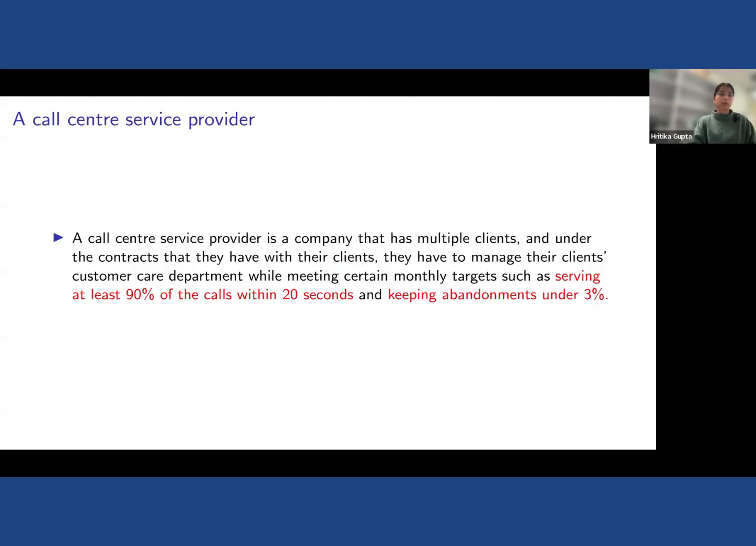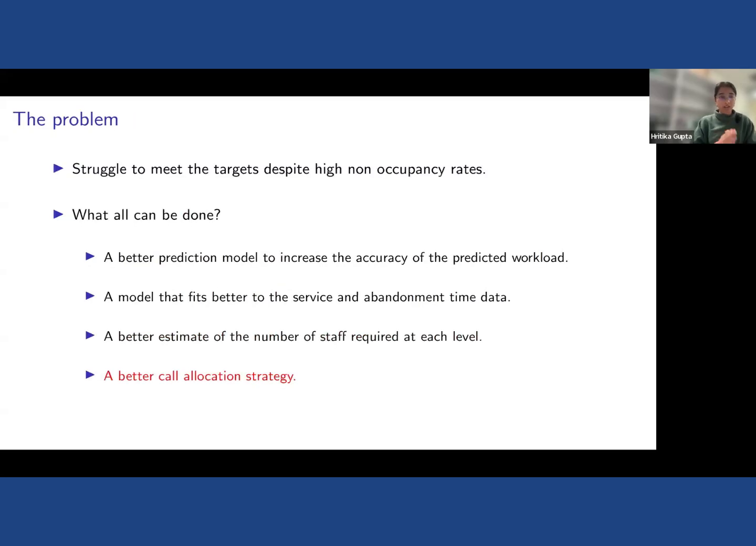My PhD started as a contract with one such service provider, and they approached us with the problem that they were struggling to meet the targets set by the clients despite high non-occupancy rates among its agents. So the agents that they had were not occupied on the call for a significant proportion of the time, but still they were struggling to meet the targets set by the client. So what all can be done in such a scenario?